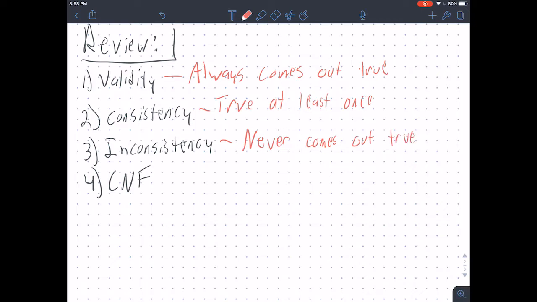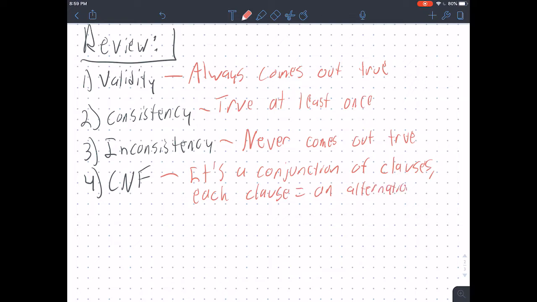And remember, you just had to do a chapter on this, but in case you forgot, a schema is in CNF, or conjunctive normal form, when it's a conjunction of one or more clauses, where each clause is an alternation of one or more single letters or negated single letters.